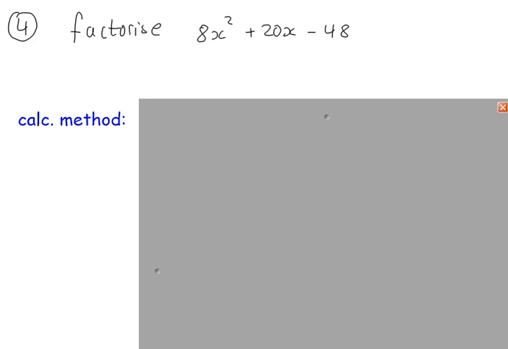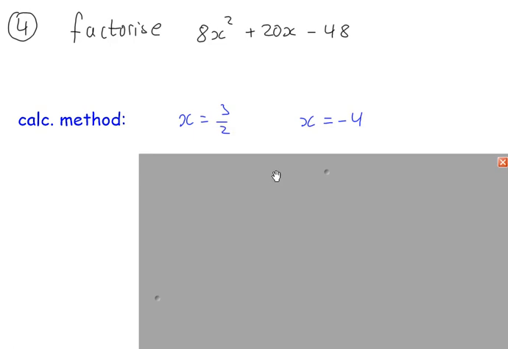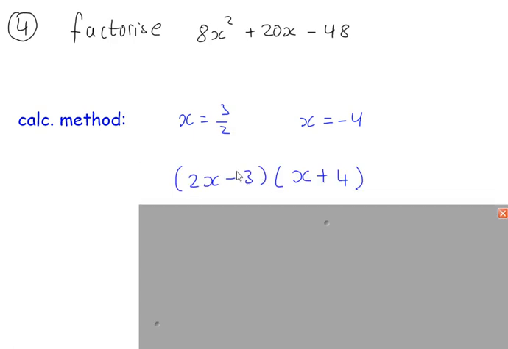In this example, we're going to use the calculator to quickly factorize. So from the many options, it's A, polynomials, degree 2, and the coefficients are 8, 20, minus 48. And remember, what we're doing here is pretending that this is not an expression but an equation that's equal to 0. So we're looking for roots. First root, second root.